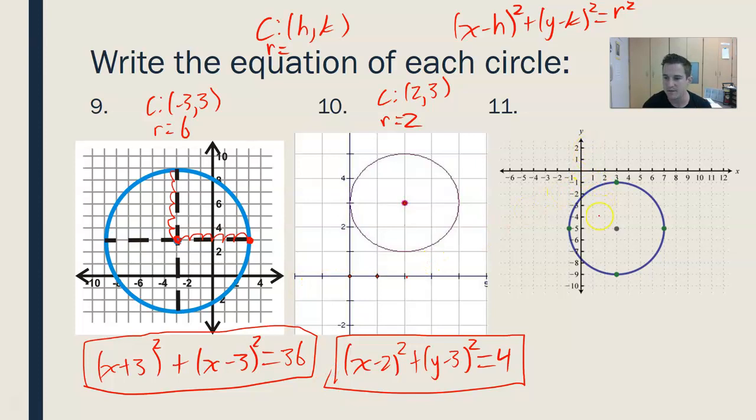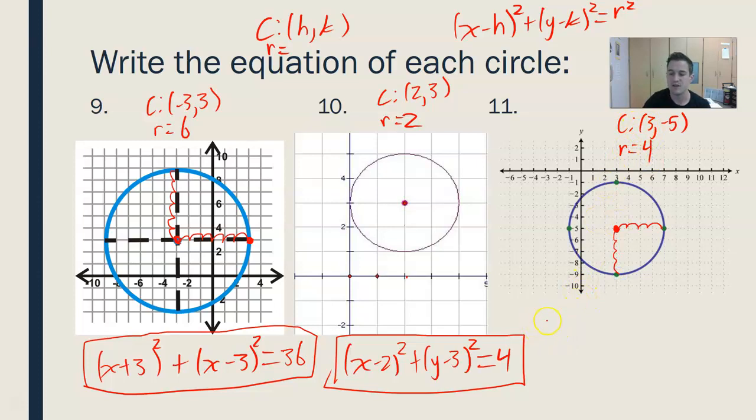Okay, last one. The center of this circle is at (3, -5). The radius of this circle is 1, 2, 3, 4. Yep, 4. So the radius is 4.